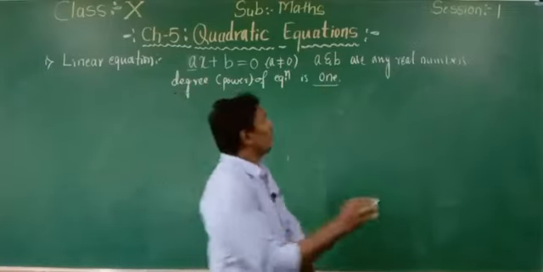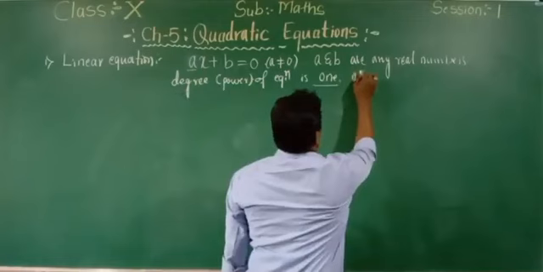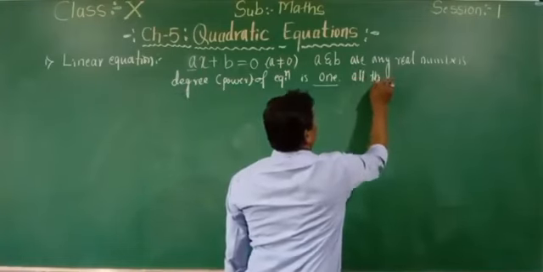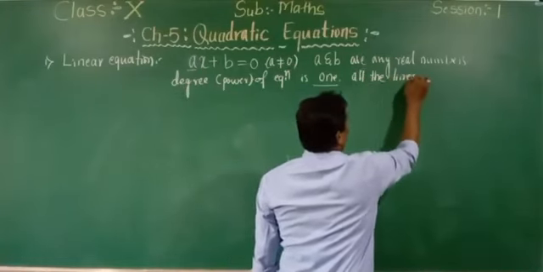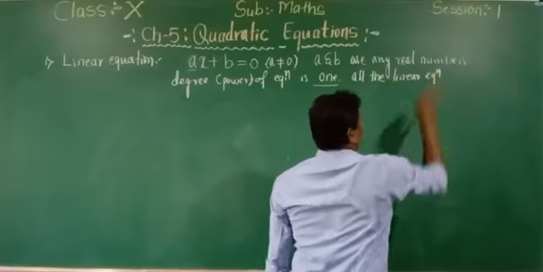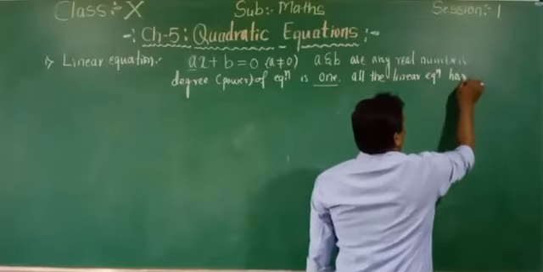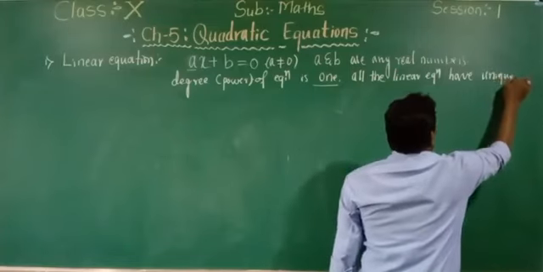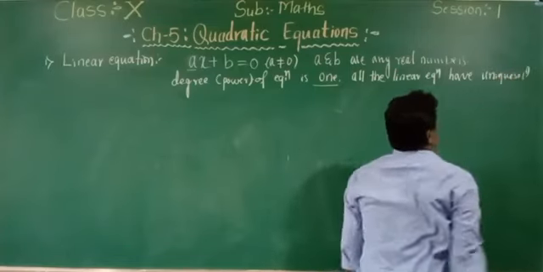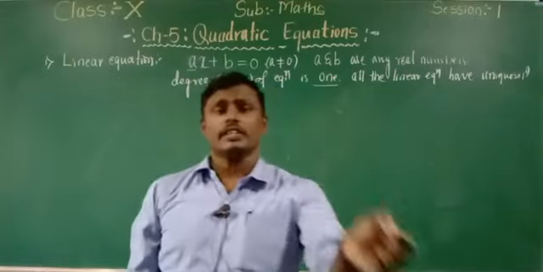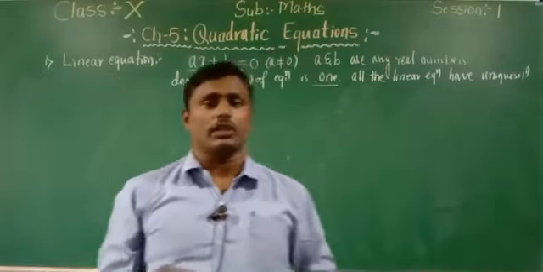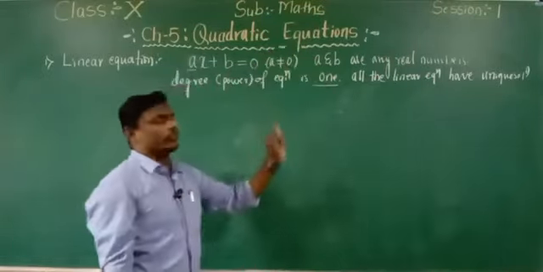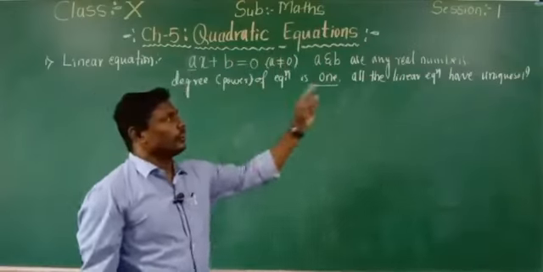And one more thing, all linear equations have a unique solution. Unique means what? It is fixed, we cannot change it further, okay? So all linear equations have a fixed or unique solution.